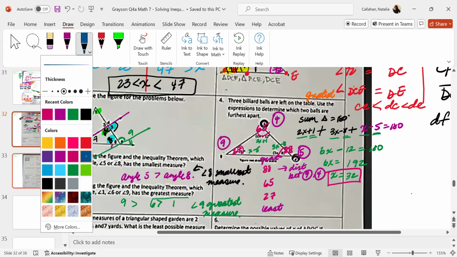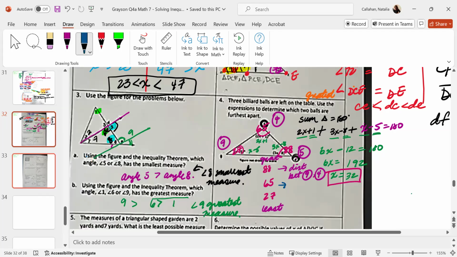The middle one is going to be the 65, and that's going to be between 9 and 5. 9 and 4 is the first one, sorry. The least is 27, and that's going to be between 4 and 5. Do you see that? So which two balls are the furthest apart? It would be this one. You see that? Yeah. So summarize that on your own.